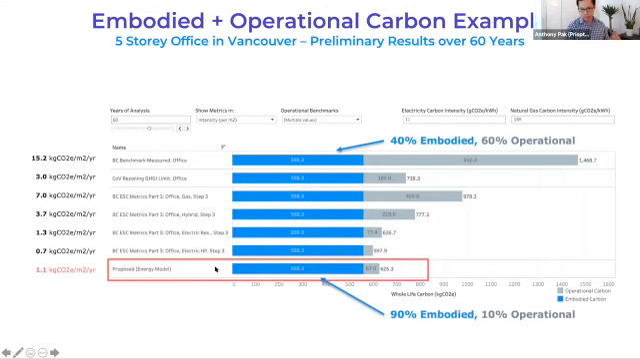But if you look at the actual building that we're working on right now, based on the energy modeling results, which is an electric building, we've gotten the operational emissions so low that it's 1.1 kilograms of CO2 per meter squared.